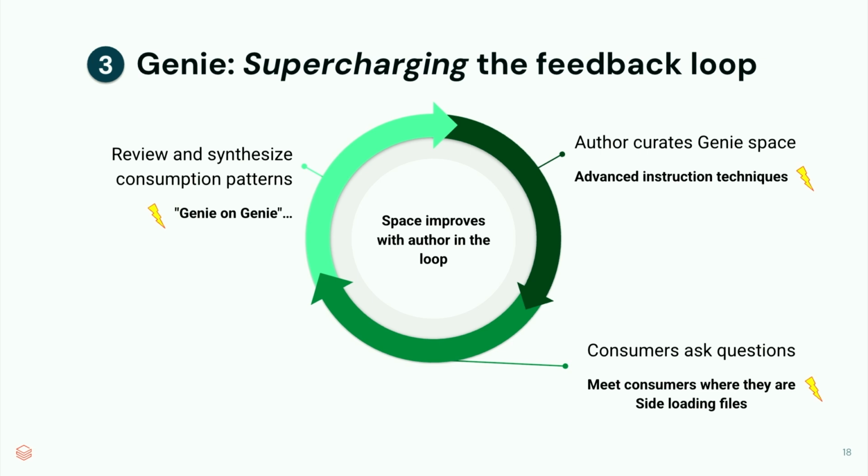I want to talk about how you can supercharge the feedback loop within Genie. And by that, I mean the interplay between authors and consumers. And I think of this feedback loop as having multiple stages, right? First, the author curates the Genie space. And I'm going to show some advanced curation and instruction techniques, which are maybe not obvious.